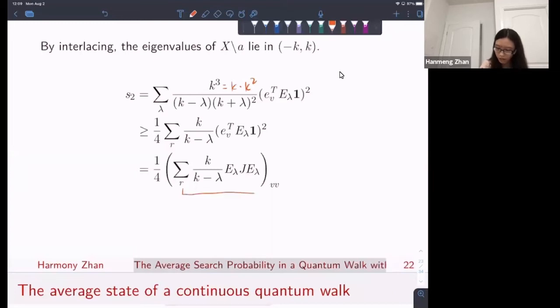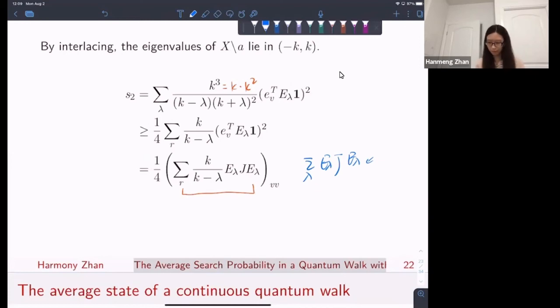I don't know how you feel about this expression, but when I saw this, I thought it looked very, very familiar, and I had definitely seen something like it before. It turns out I was wrong. What I saw is not this expression, but E_lambda J E_lambda. If you have worked on continuous-time quantum walks, you may realize that this is really just the average state of the quantum walk on the vertex-deleted subgraph.